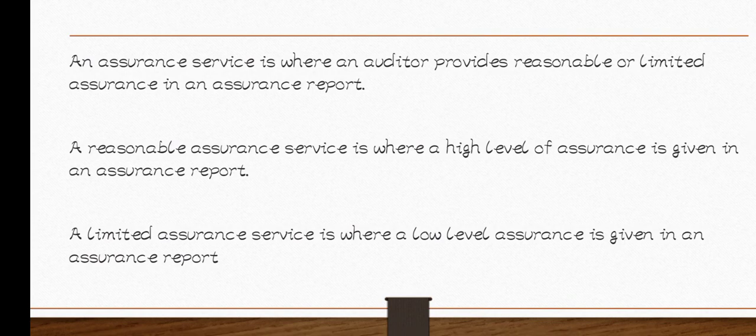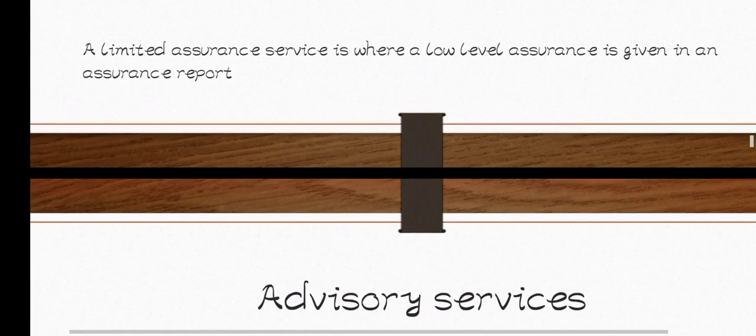So for reasonable assurance, a reasonable assurance service is where a high level of assurance is given in an assurance report, like they are sure of what they are talking about. So there is a high level of assurance. Then for limited assurance, it's where a low level of assurance is given in an assurance report, like they are not so sure of something. So we have reasonable assurance and limited assurance.